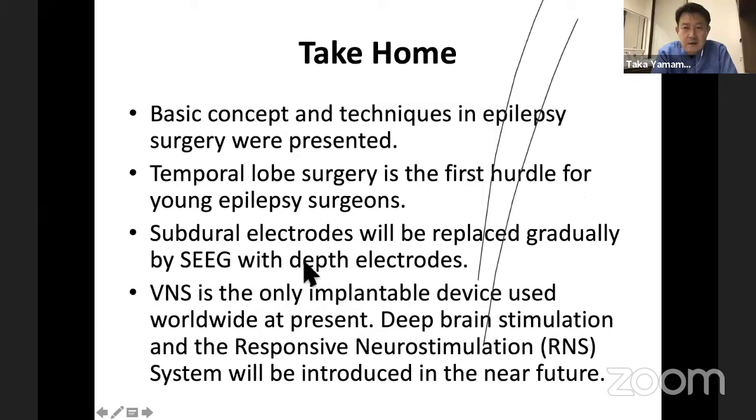In Japan, it is not before the beginning with the depth electrode. VNS is the only implantable device worldwide at the present, but DBS was originally for Parkinson's disease, and now in the United States, DBS is approved for epilepsy. And also the RNS system, responsive neurostimulation, is a new device, still only in the United States, but will be introduced in the near future, I think.